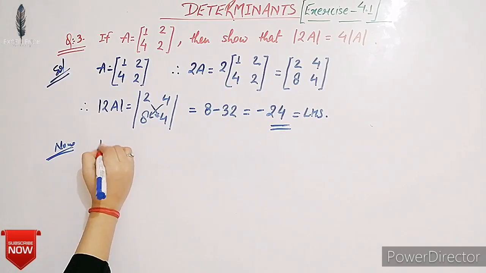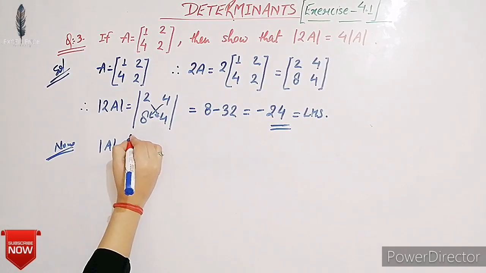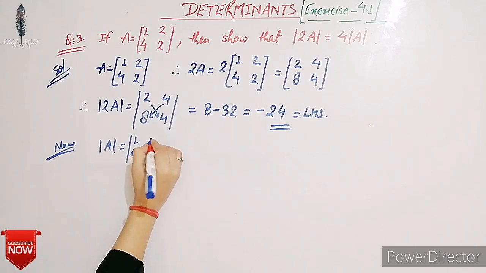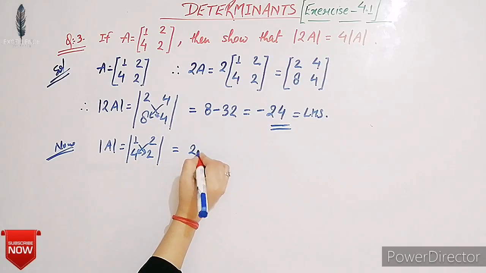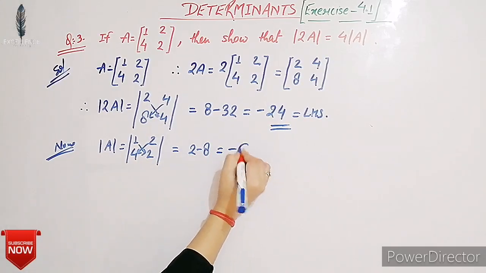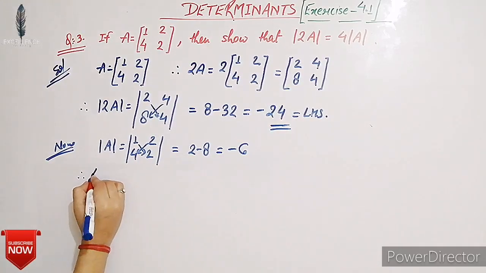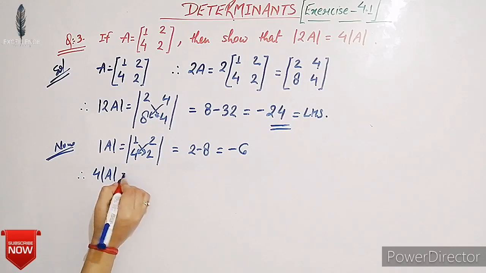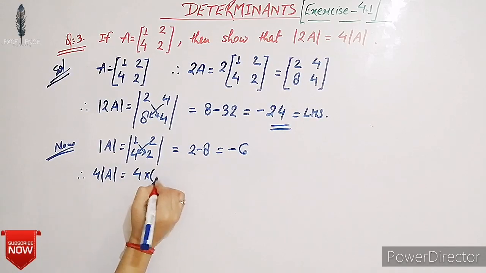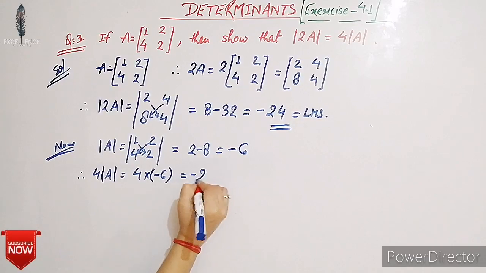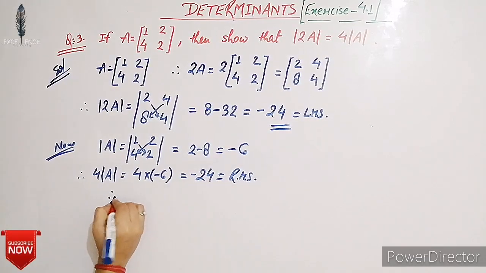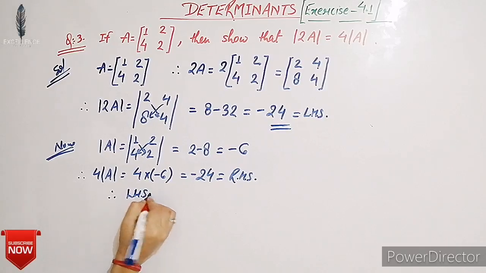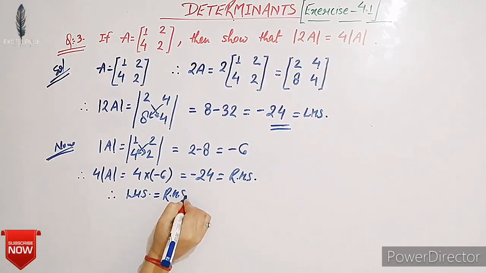Now determinant of A is equal to determinant of 1, 4, 2, 2. That is equal to 2 into 1 minus 2 into 4. So 2 minus 8 is equal to minus 6. From the RHS part, 4 into determinant of A is equal to 4 into minus 6, that is minus 24, which is the RHS. Clearly we can see here LHS is equal to RHS, hence proved.